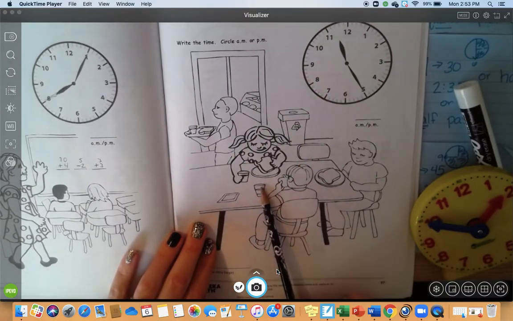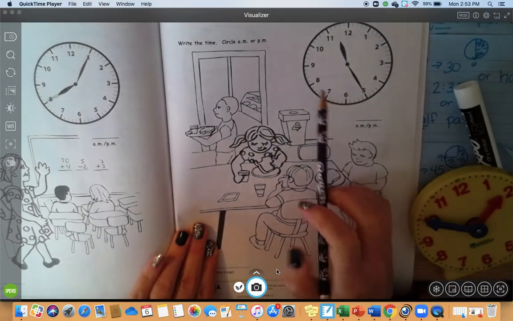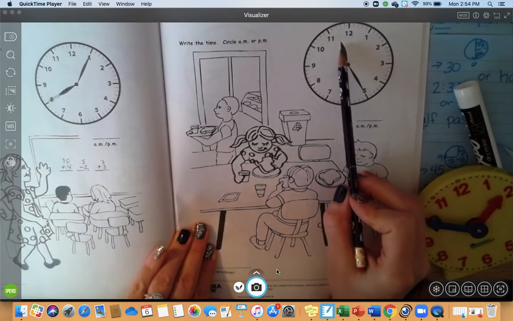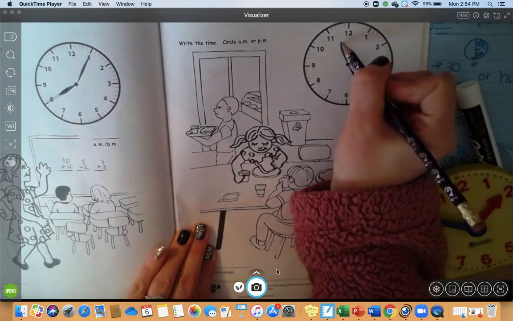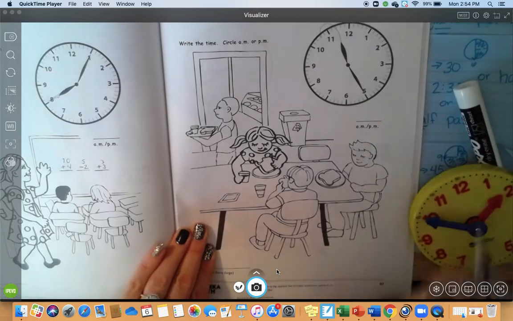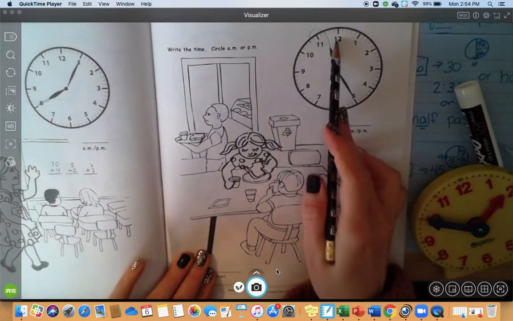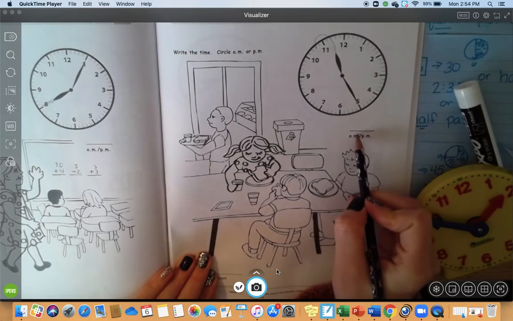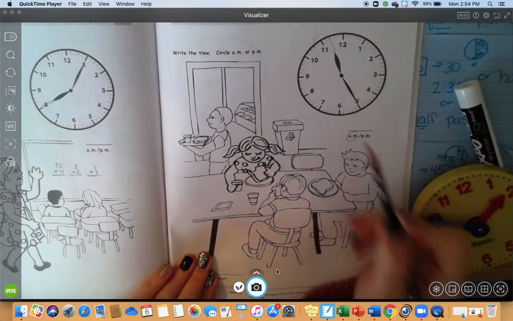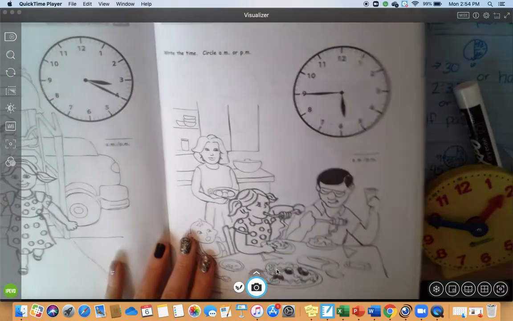Here, she's eating lunch at school. Oh, let's check the time on this one, though. Homer's still in between the 11 and 12. So remember, he hooks back to that 11. So if it's before the 12, we know it's going to be a.m. that she's eating lunch at. So she's having lunch in the morning.